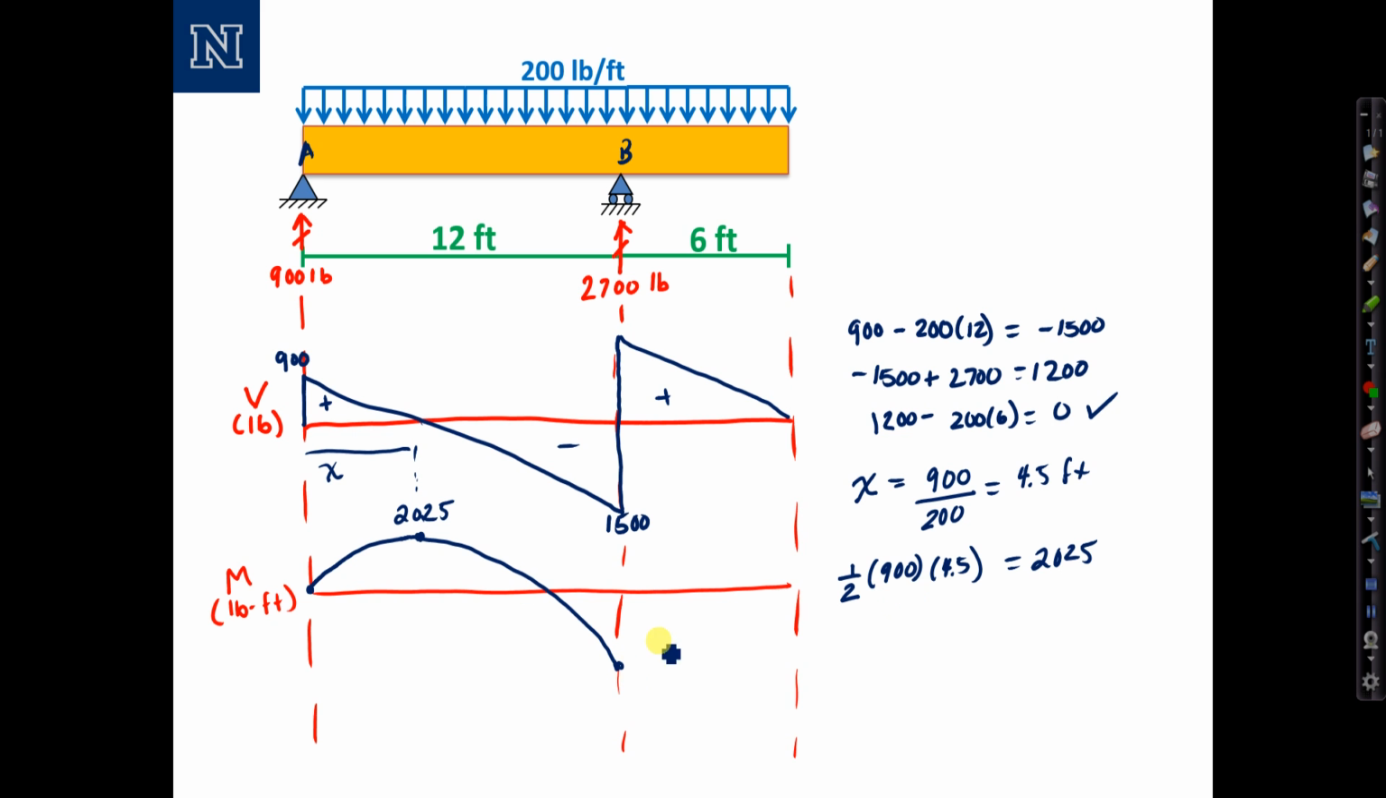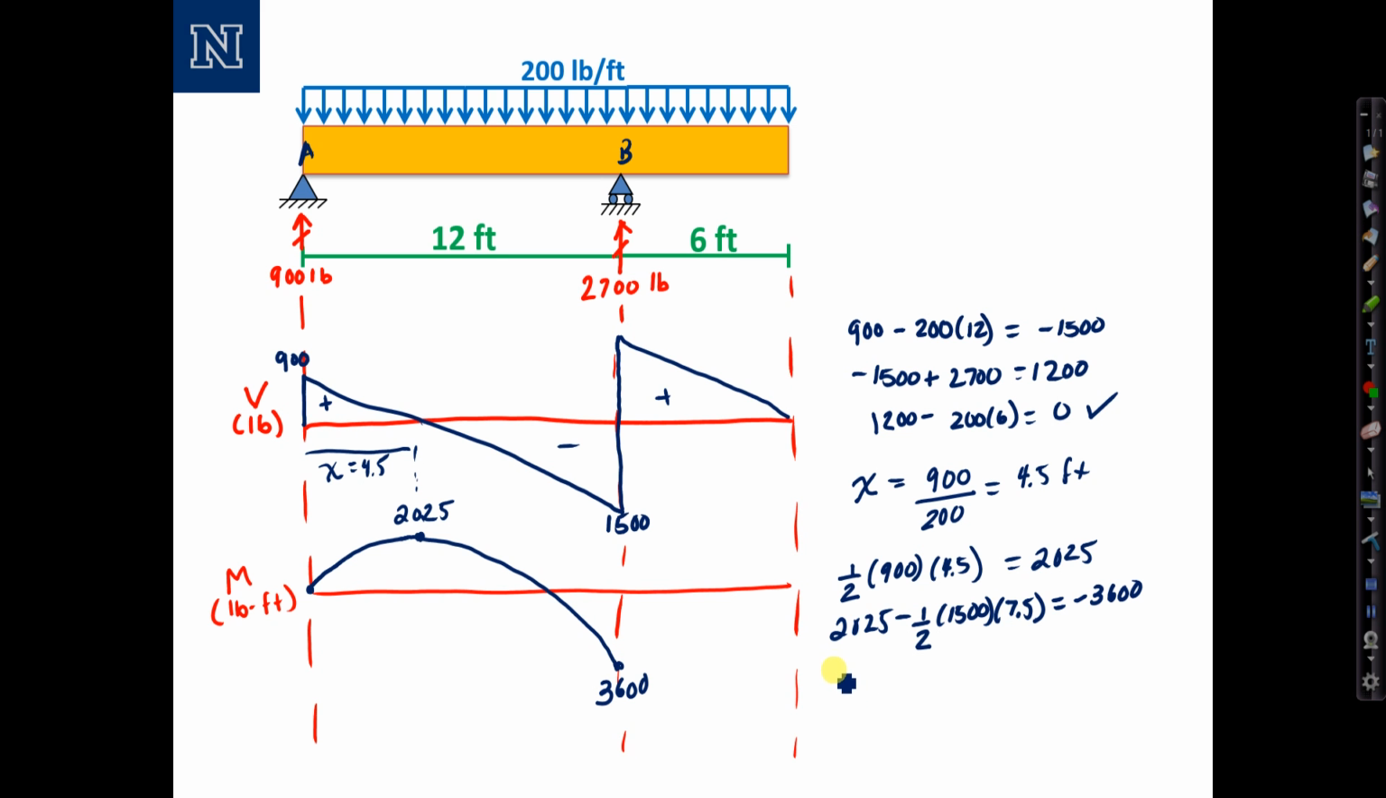Then to get the value at point B, I take 2025 minus the area of this triangle on the shear diagram, 1/2 times 1500 times that length, which is going to be 12 minus the x value of 4.5, or 7.5, and that computes to negative 3600. So that's the value of the moment at this location. My diagram isn't quite to scale, but that's okay.